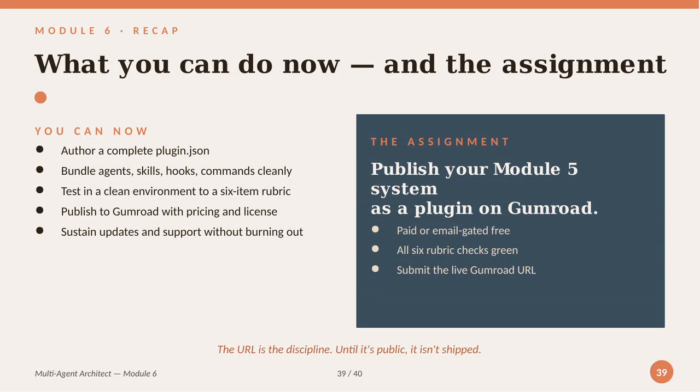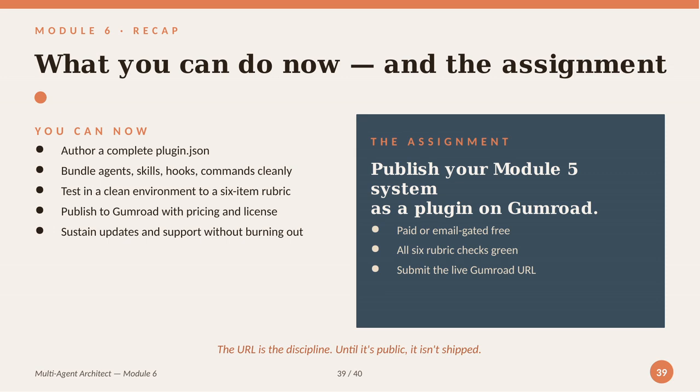Quick recap. 5 capabilities you have now. You can author a complete plugin, JSON with all required and recommended fields. You can bundle agents, skills, hooks, and commands into the standard layout. You can test in a clean environment to a 6-item rubric. You can publish to Gumroad with appropriate pricing and license. You can sustain updates and support without burning out.